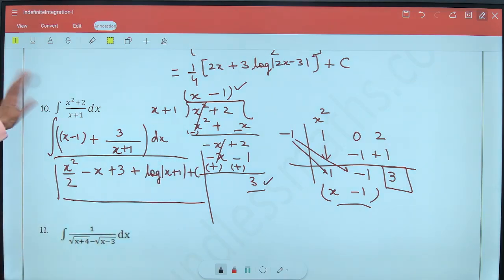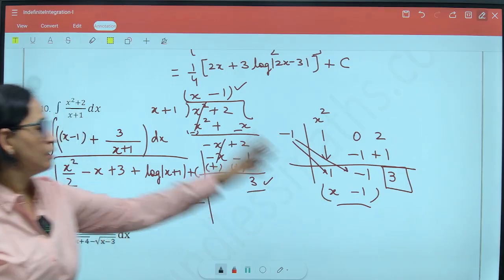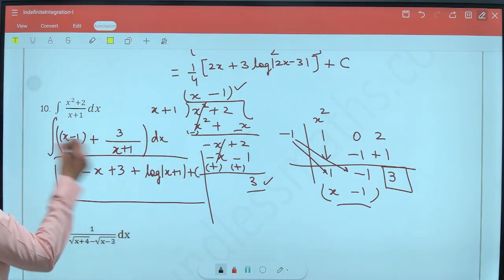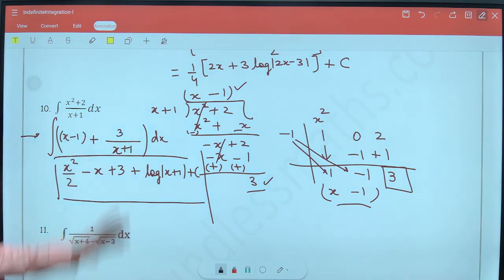Understood? So the main thing here is when the degree of numerator is more than the degree of denominator, use long division, use Vedic maths technique, factorize it, write it in the form of proper fraction. Whole part here and the proper fraction here, and then you can use log here, right?